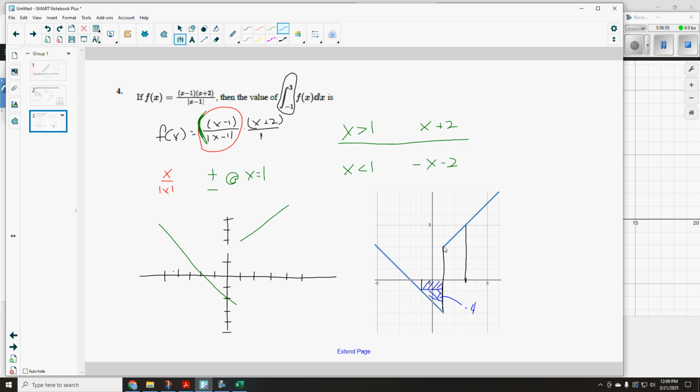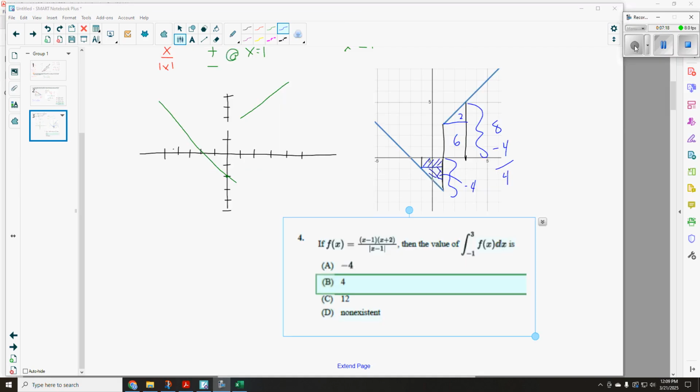And here I have positive 2 area, and I have positive 6 area. So this positive area is 8. The area of this piece here is negative 4. 8 minus 4 is equal to 4. And as you can see, that is the correct answer.